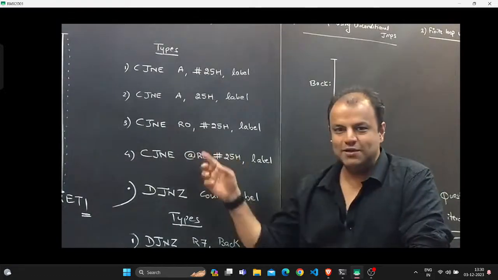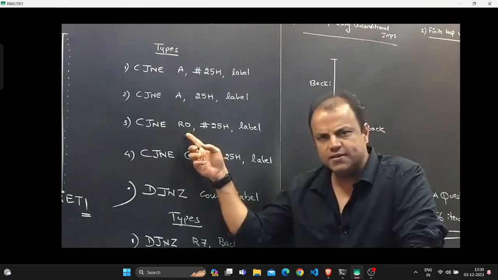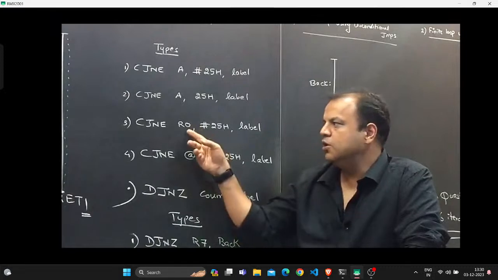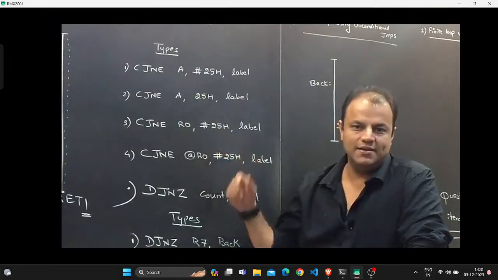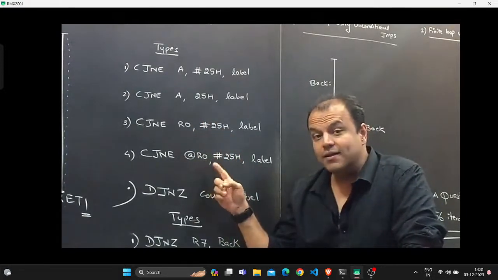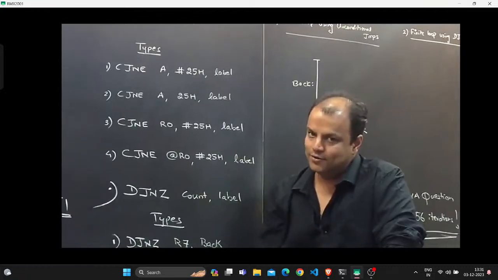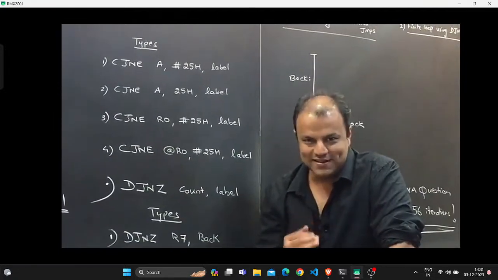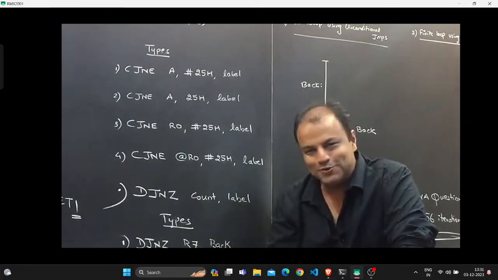CJNE R0, #25. It will compare any register. It could have been any register over here. I've just written R0 as an example. So it will compare that register with the value 25. Again, the same thing. And this will compare @R0. You know what is @R0, right? Please watch addressing modes before you learn instruction set. Don't watch videos randomly.